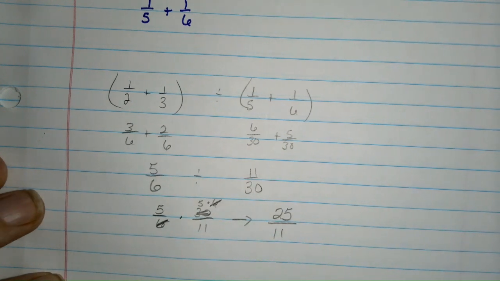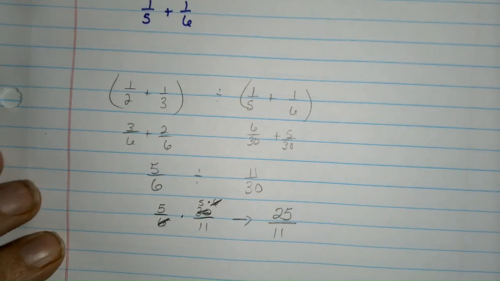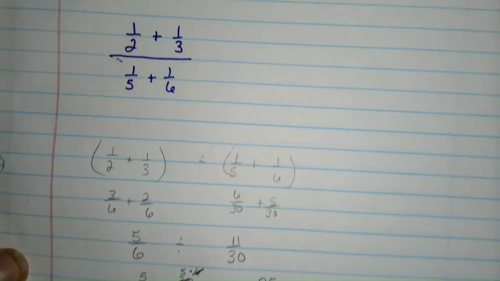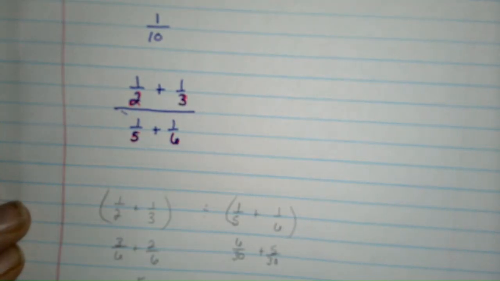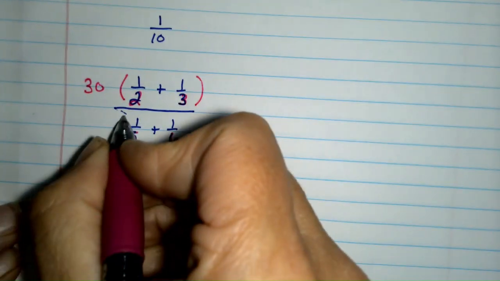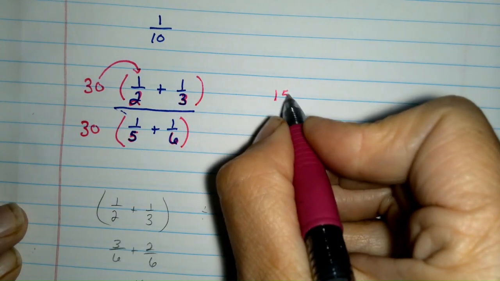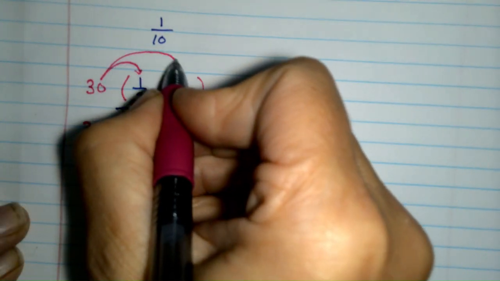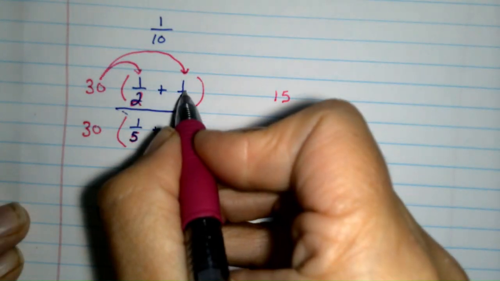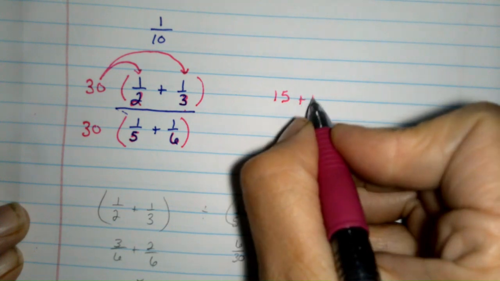Whew, that's multiple steps. Or, watch this fun little trick. If I were to look at 2, 3, 5, and 6, they all go into 30. So I'm going to multiply the numerator by 30 and multiply the denominator times 30. 30 times 1/2 is 15. 30 times 1/3, 30 times 1 divided by 3, right, is 10.